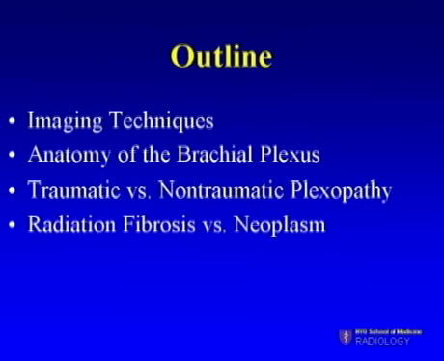In the next half hour, we'll look at the brachial plexus. So basically, the outline for the next half hour will encompass imaging techniques, anatomy of the brachial plexus, and then we'll look at traumatic and non-traumatic causes of brachial plexopathies. They're about 50%. And the most important thing in clinical practice becomes radiation fibrosis and differentiating it from neoplastic involvement.